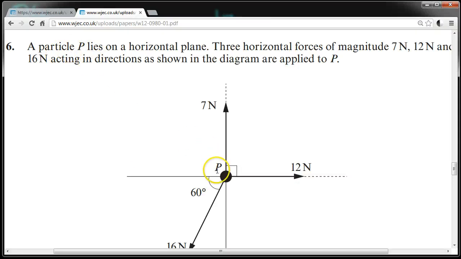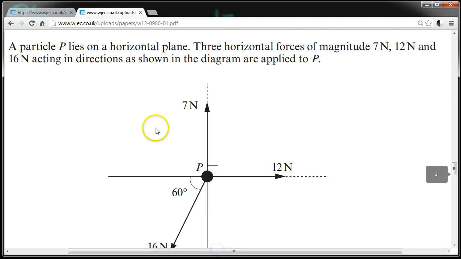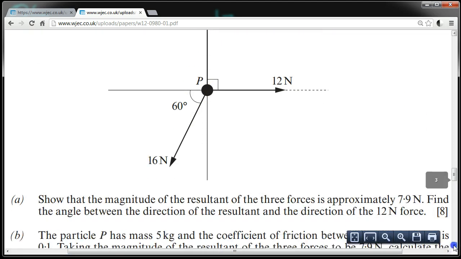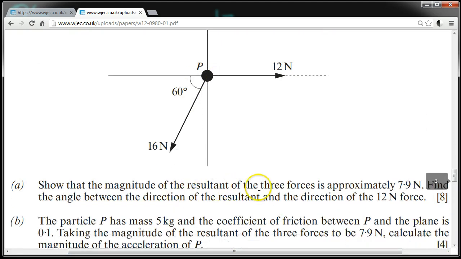A particle P lies on a horizontal plane. Three horizontal forces of magnitude 7, 12 and 16 newtons, acting in directions as shown in the diagram, are applied to P. Show that the magnitude of the resultant of the three forces is approximately 7.9 newtons.